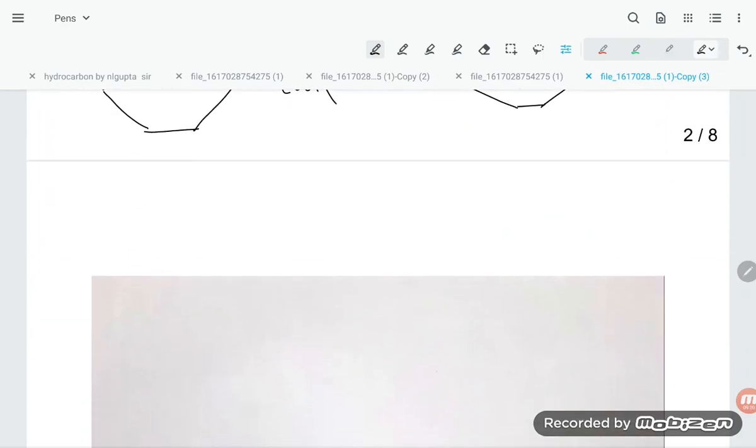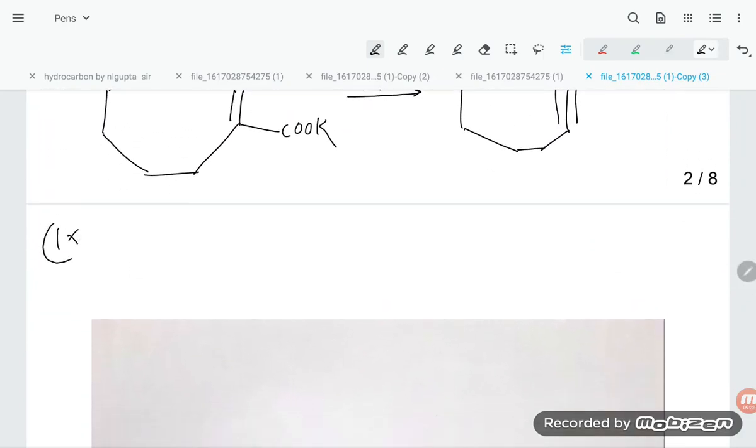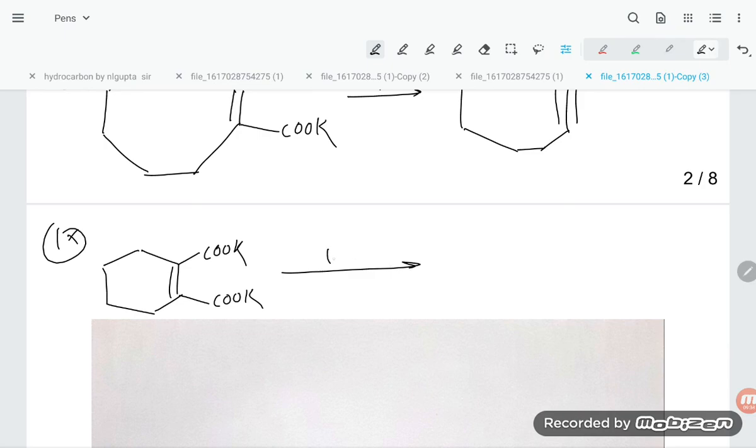If you are going for the last one, that is 9 number, how the compound is going to be formed, you see, here is COOK, COOK is there, and here it is going to be Kolbe electrolysis. So in this Kolbe electrolysis, here you take 2 molecules, dear students. So if you are taking 2 molecules, the compound which is formed here, students, this type of compound is generally formed, that you have to keep in mind, students, right?